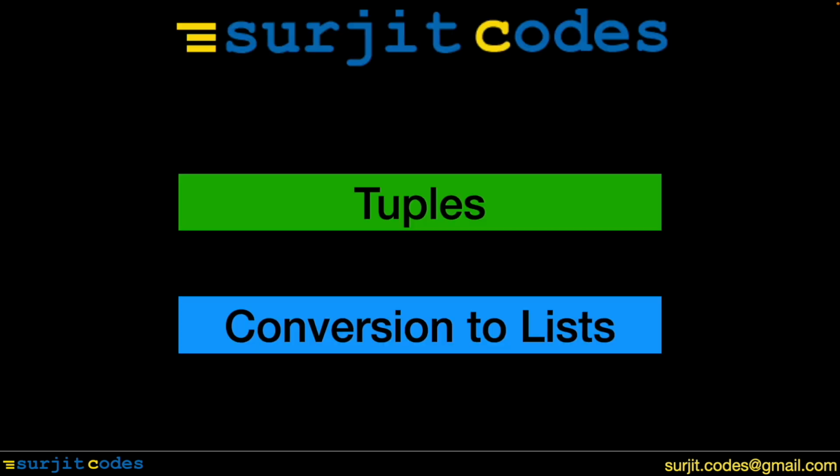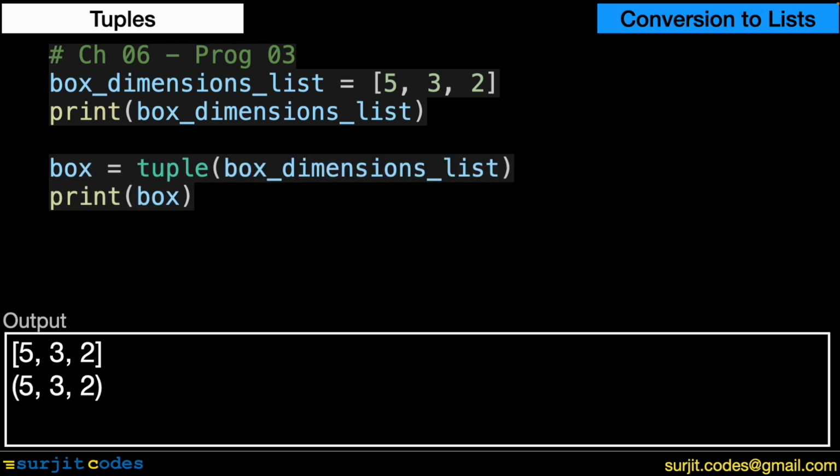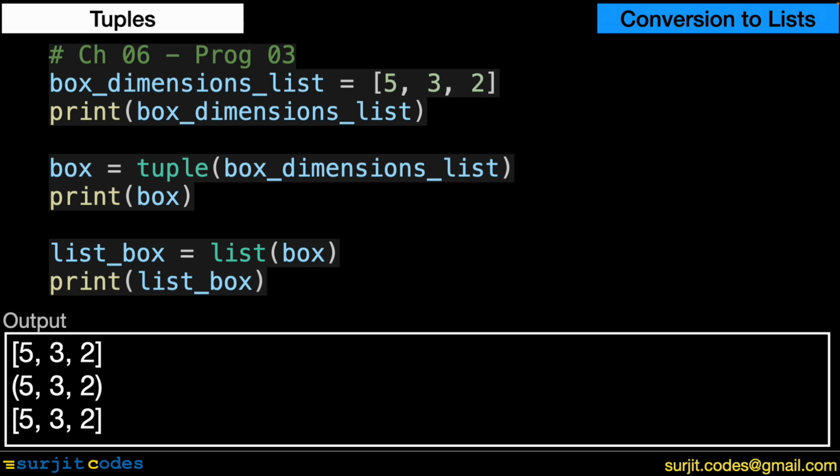We can convert a tuple to a list and vice versa. Consider an example in which the list of the dimensions of a box are 5, 3 and 2 feet. We print it. Tuple function converts a list to a tuple. We print the tuple also. Likewise, list function converts a tuple to a list.